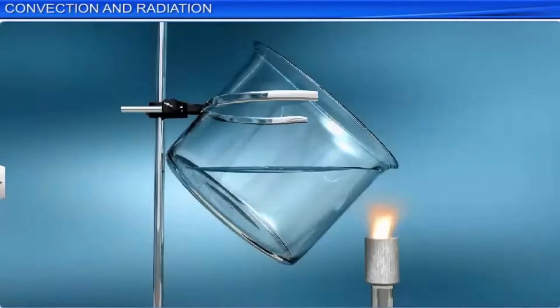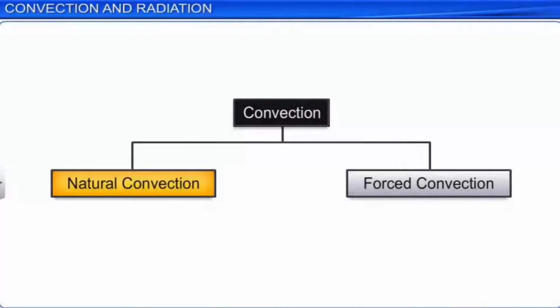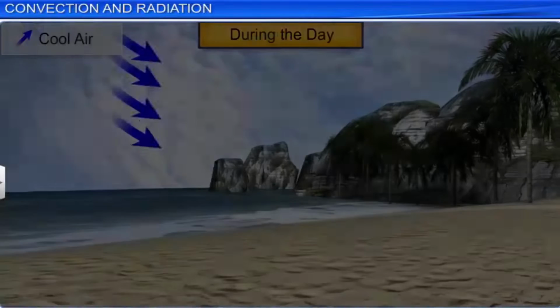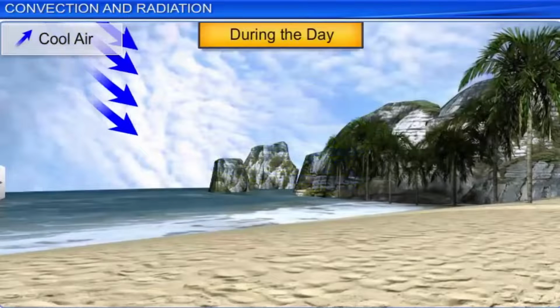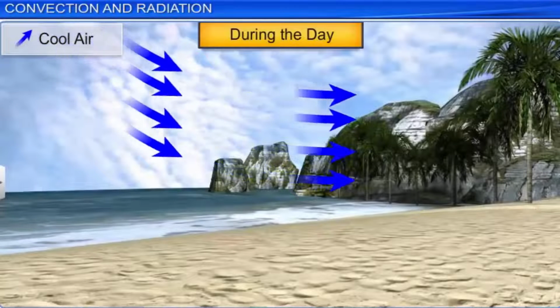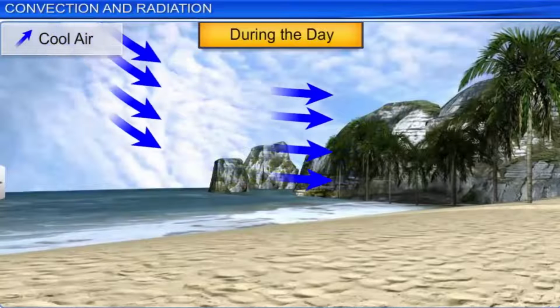If the container is heated at the top, transmission of heat by convection does not take place in the downward direction. Natural convection is responsible for many day-to-day phenomena. For example, in coastal areas, wind blows from the sea to the land in the daytime. This is known as sea breeze.